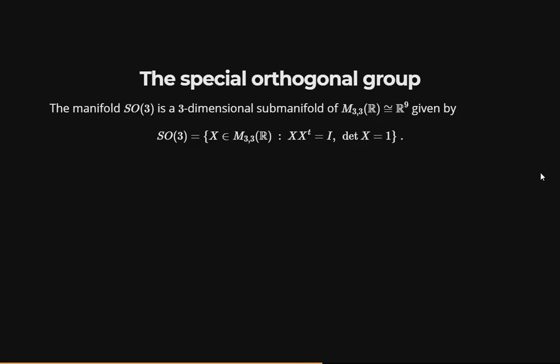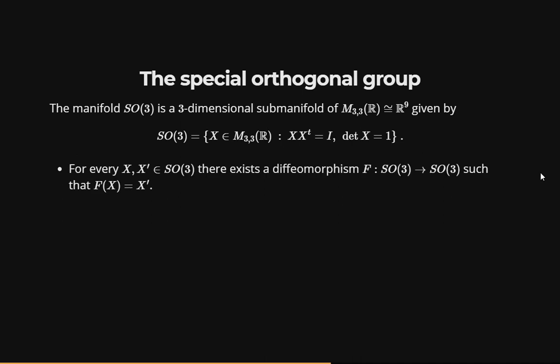Now, back to business: the special orthogonal group. So SO(3) is a three-dimensional submanifold of the 3x3 matrices, which is R^9, given by this set of conditions. First things first, for every couple of rotations, there is a diffeomorphism of SO(3) that brings one to the other. This is quite easy to show.